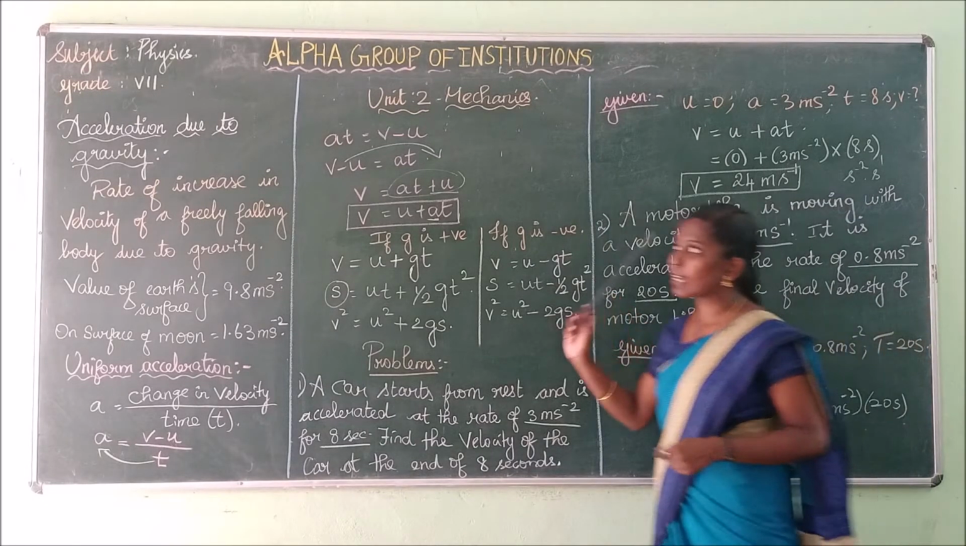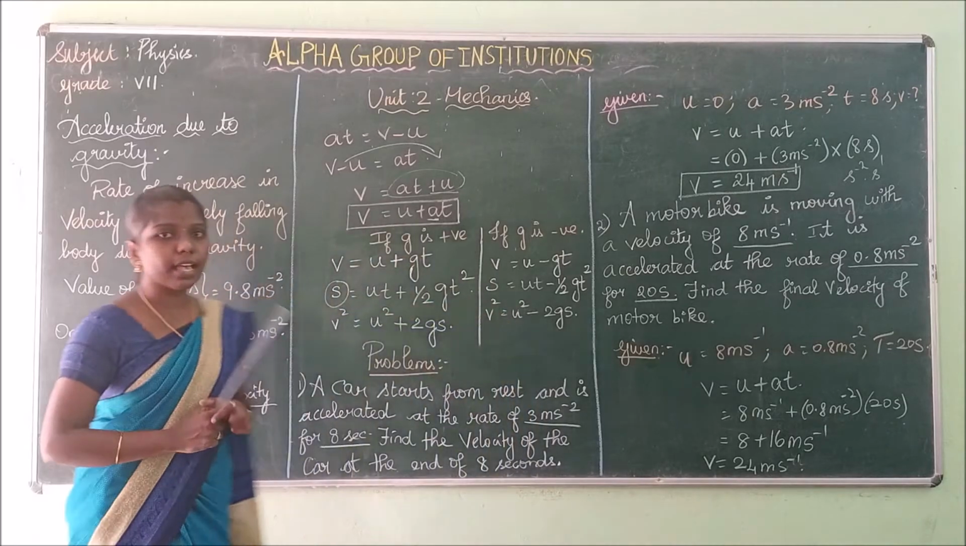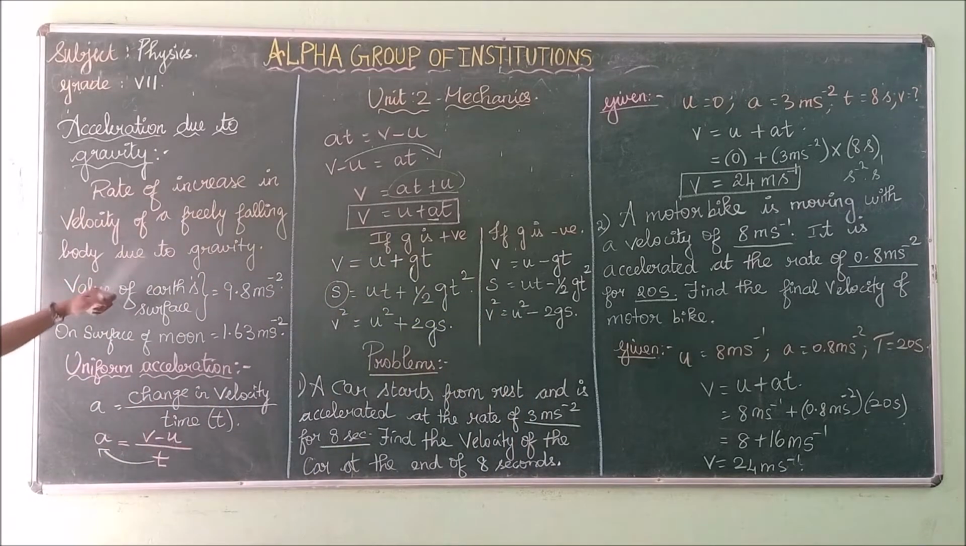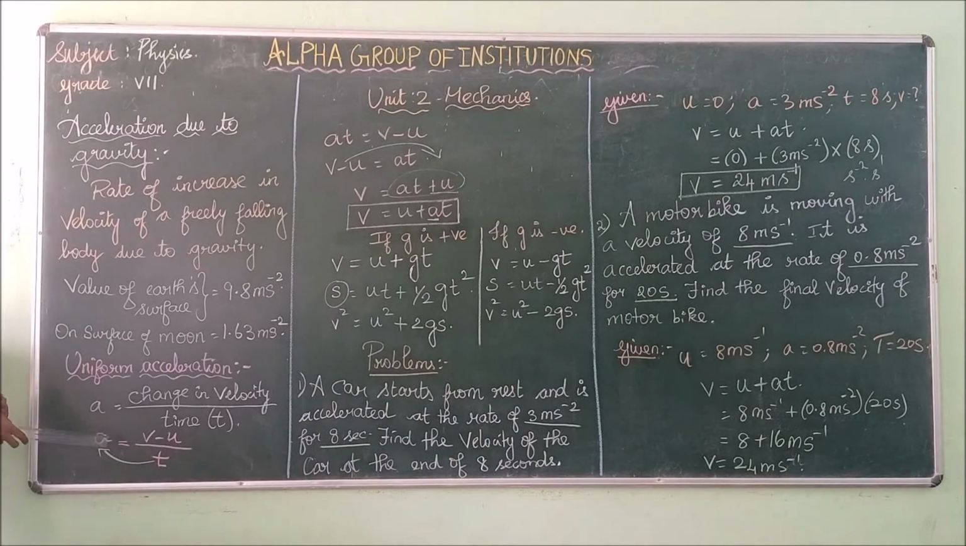We have seen what is acceleration due to gravity. Acceleration due to gravity is the rate of increase in velocity of a freely falling body due to gravity. The value for acceleration due to gravity on Earth's surface is 9.8 meter second power minus 2 and on the surface of the moon the acceleration due to gravity is 1.53 meter second power minus 2.